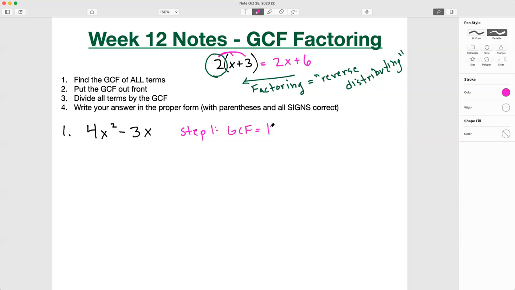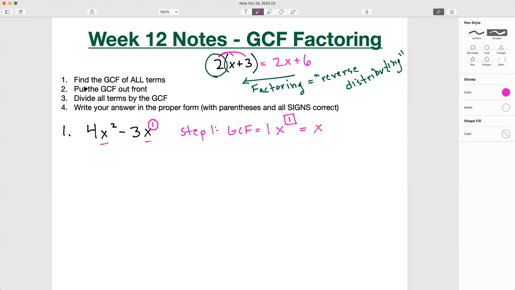So the GCF is 1, and then of the variables, what are the common ones? Well, clearly it's an x and then an x. So we're going to have x to the power of something, and then what was that something that goes in the box? You look at the exponents. If they're the same, then that is what goes in the box. If they are different, you pick the one that's lower. In this case, it's the 1 right in the box. So the GCF is simply x, 1x to the first power.